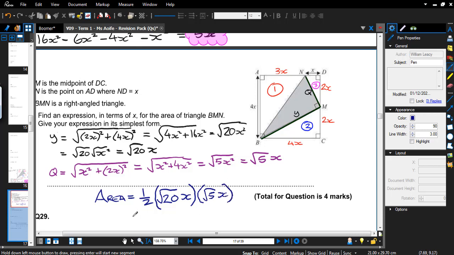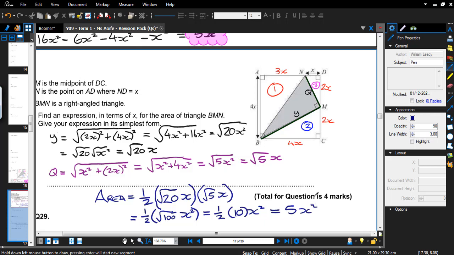Alright, so let's do it. That equals a half of, well, let's multiply these numbers first. Root 20 times root 5 is root 100. And x times x is x squared. What's the square root of 100? 10. And then we have x squared. What's half of 10? 5. 5x squared.